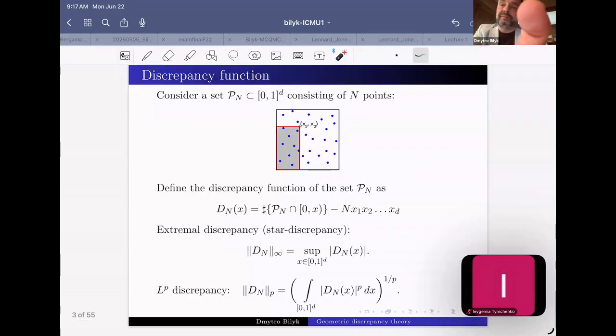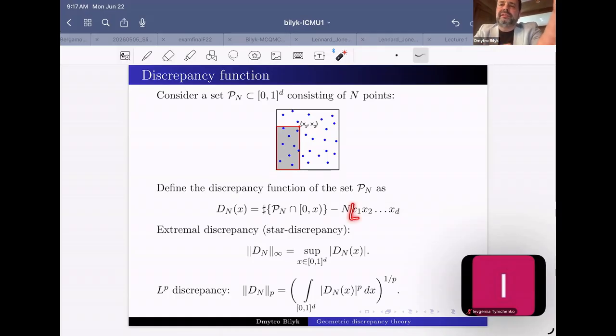So we'll call this the discrepancy function. One of the nice things about it is that now the discrepancy is a function of this upper right corner, or the corner opposite to the origin if you're in higher dimensions. All right, so then you define the discrepancy this way.